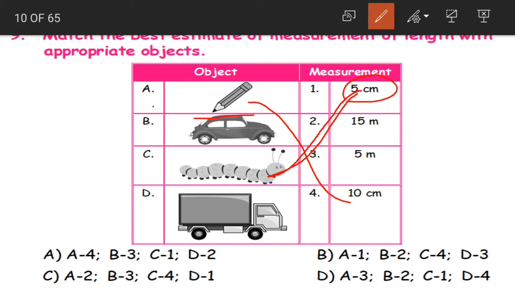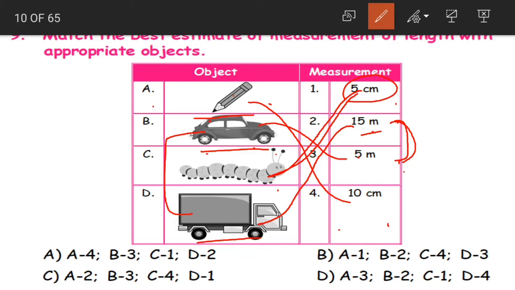So for option A we have 4 here, and for option C we have 1. Now coming to option B, we have a car, and in option D we have a big truck, children. The remaining 2 lengths are 5 meters and 15 meters. Now from car and truck, which is the smaller object? Car is the smaller object. So we should match it with the smaller length. From 15 and 5, 5 is the smaller length. So we'll match car to 5, and 15 is the larger length, so we'll match it with our truck.